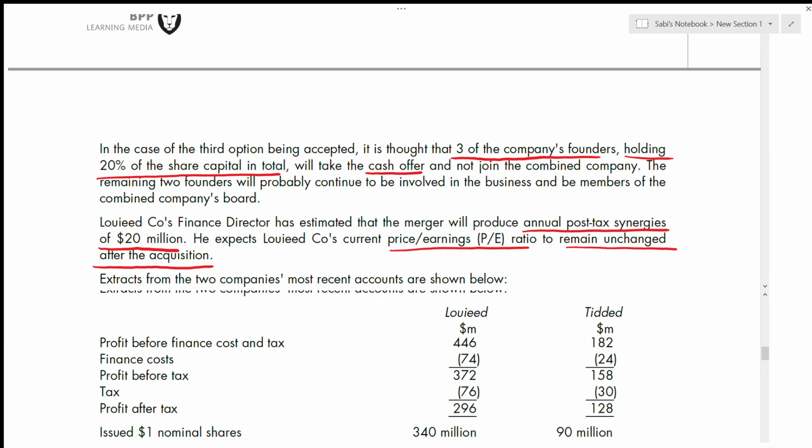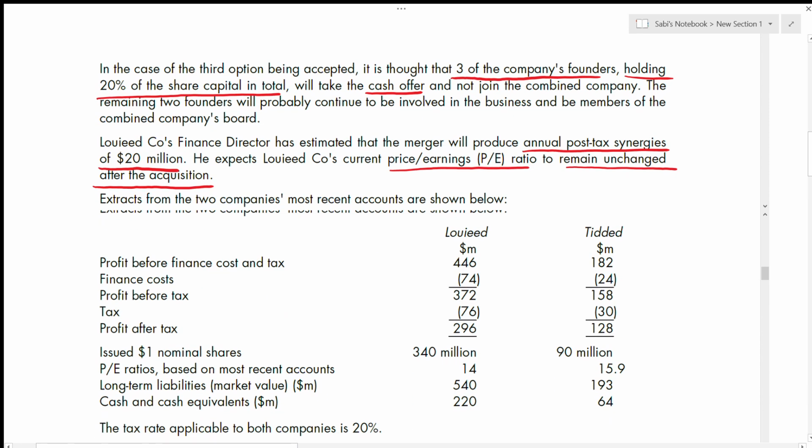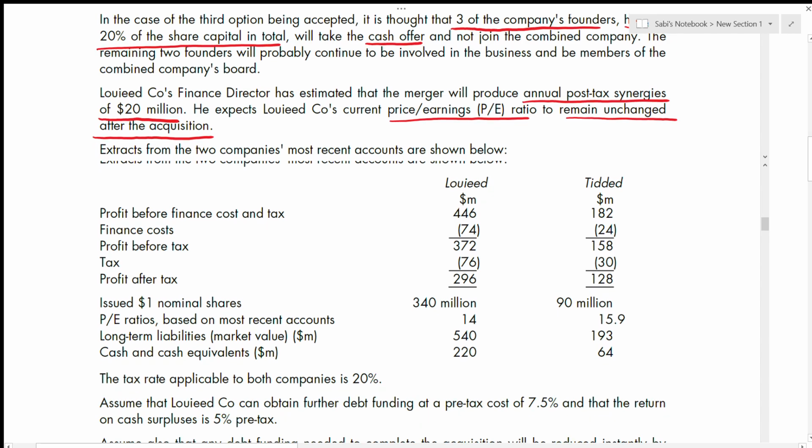Right? Extracts from the two companies' most recent accounts. Profit before finance cost and tax, finance cost, profit before tax, tax, profit after tax have been given for both the companies. Issued nominal shares has been given to you. PE ratio based on most recent accounts of both companies is given. Long-term liabilities at market value is given. Cash and cash equivalent is given. Tax rate applicable to both companies is 20%. So tax is 20%.